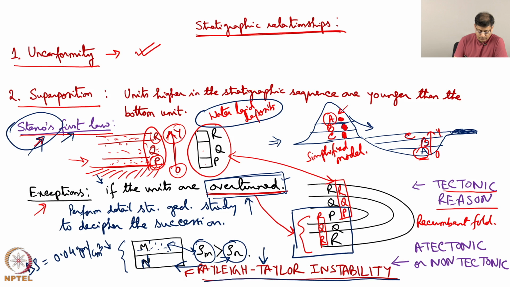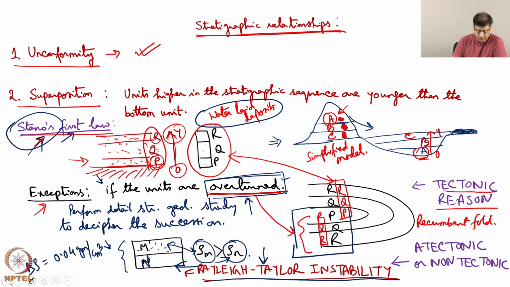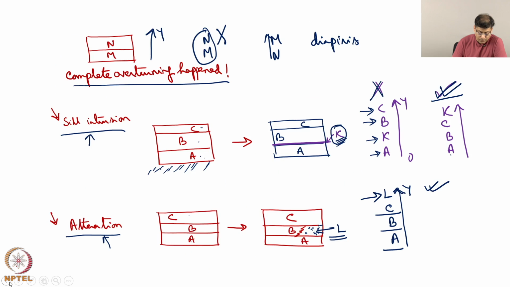Using Steno's first law, by creating a lithological succession PQR, we only mean a relative age. Q is younger than P, R is younger than Q, R is younger than P, R is the youngest unit, P is the oldest unit. We do not bring the concept of absolute age in this case.